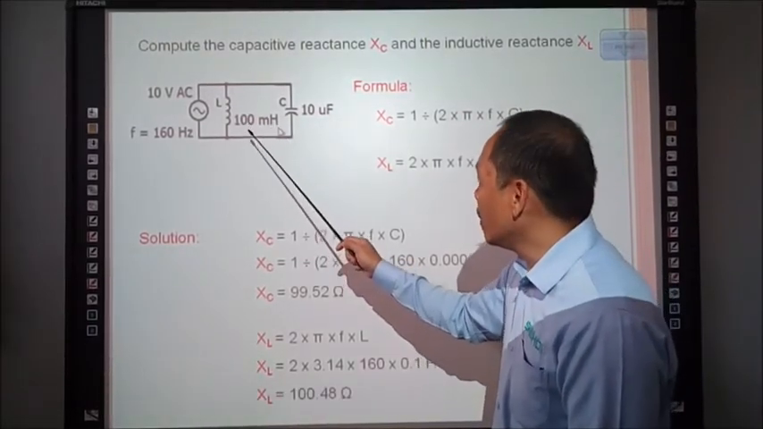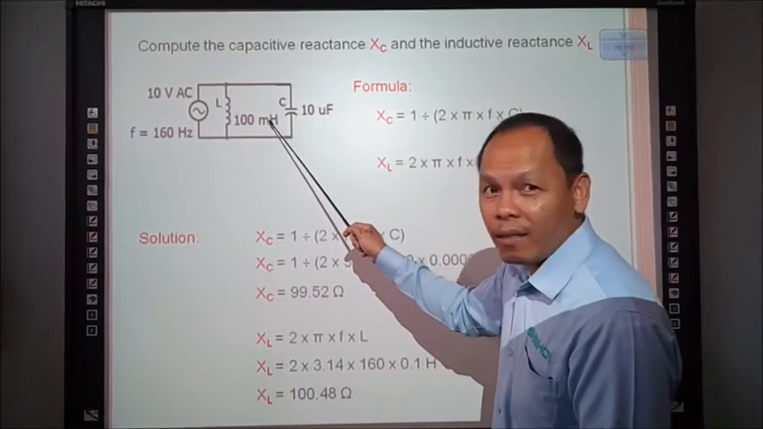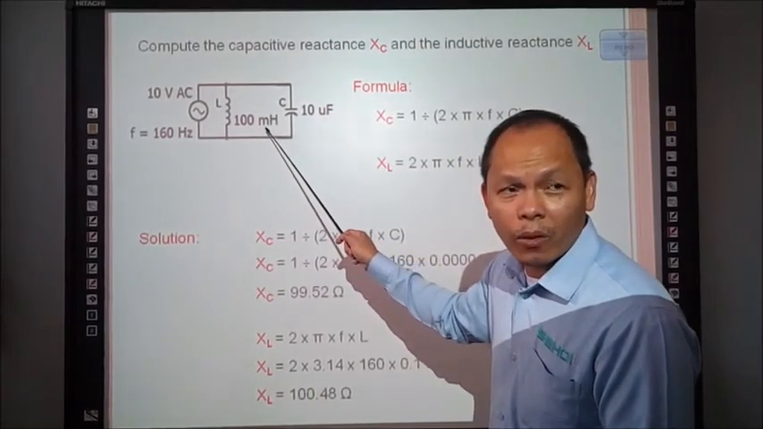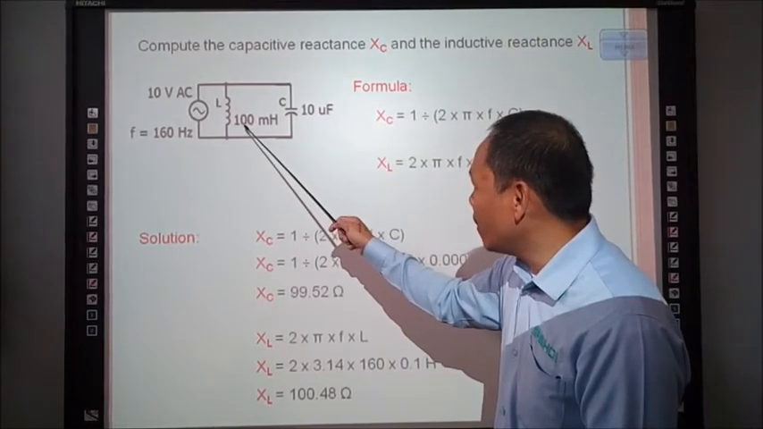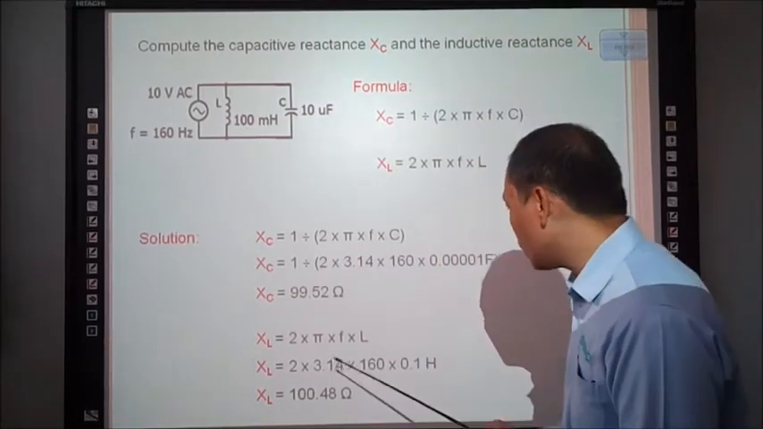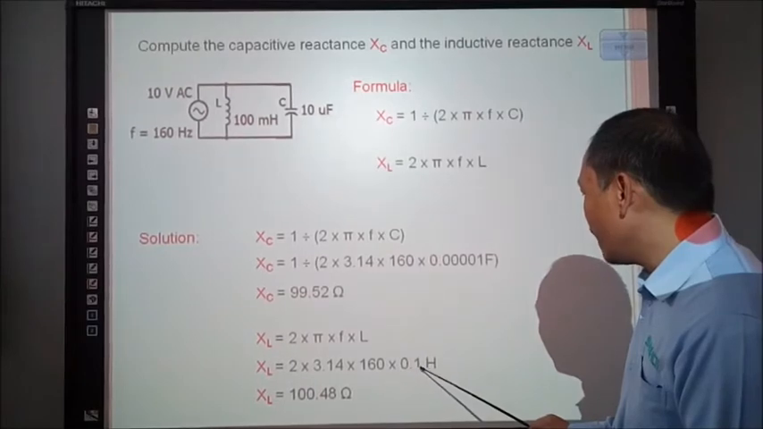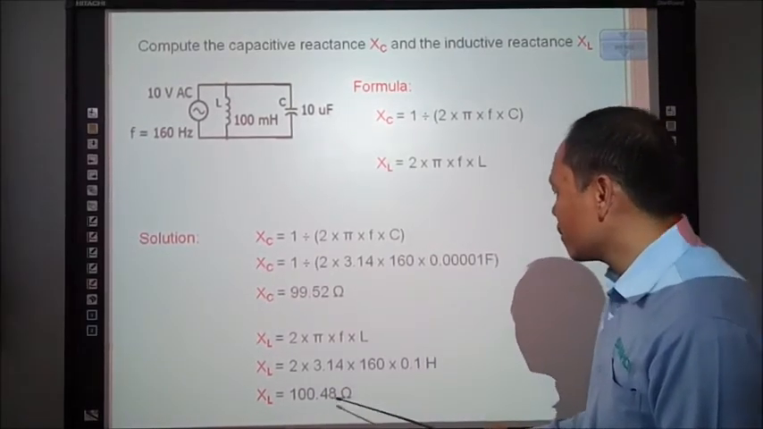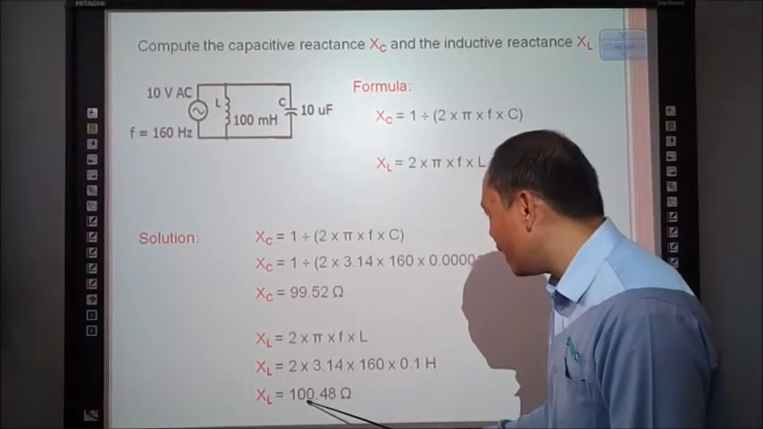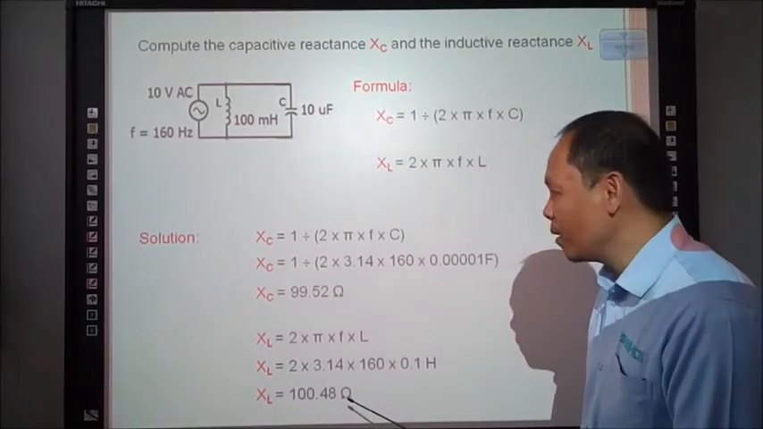Milli means one thousandth, so you have to divide 100 milli by 1000, which is equal to 0.1 Henry. So what is the product of this? Your XL will be equal to 100.48 ohms.